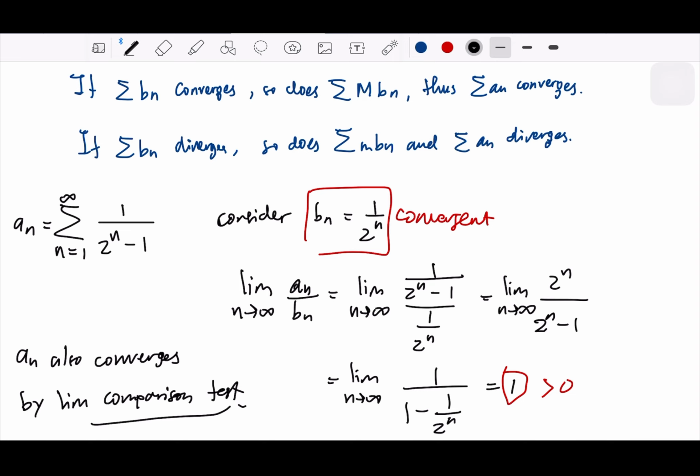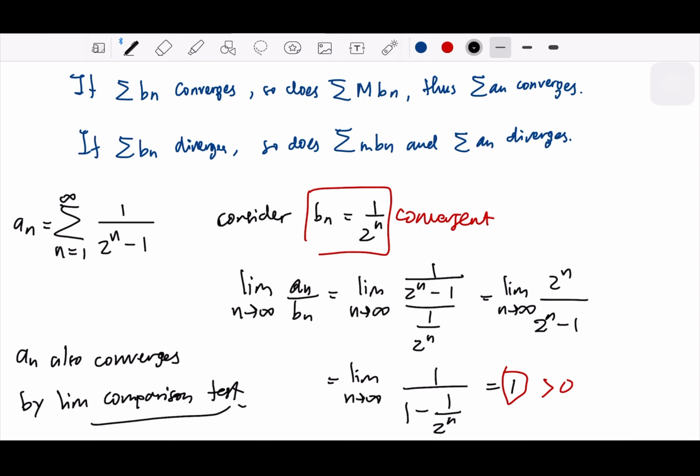And when they result in a positive constant that is greater than 0, the conclusion will be that the series will be both convergent or both divergent. It depends on what kind of series it is. If this is convergent, then this is also convergent. If this is divergent, this is also divergent. I think this is pretty easy to apply.